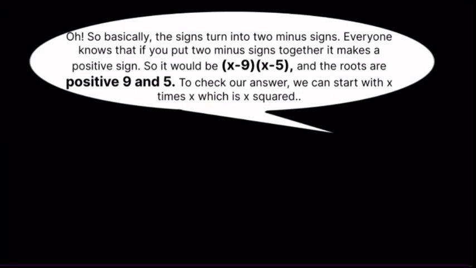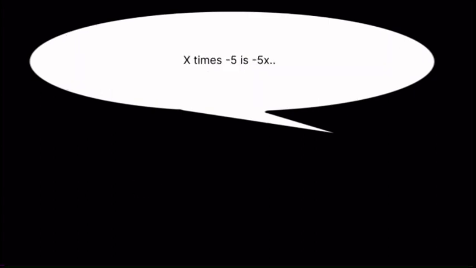Everyone knows if you put two minus signs together, it makes a positive sign. So it will be x minus 9 and x minus 5, and the roots are positive 9 and 5. To check our answer, we can start with x times x, which is x squared. X times negative 5 is negative 5x.